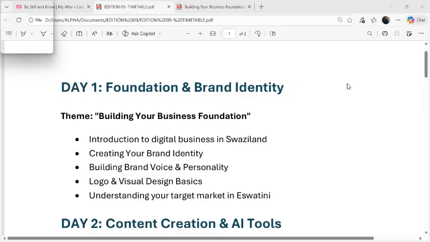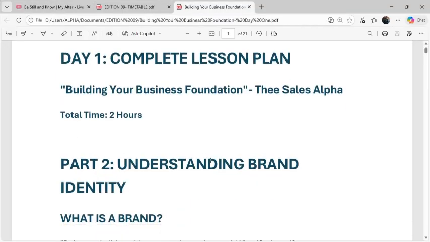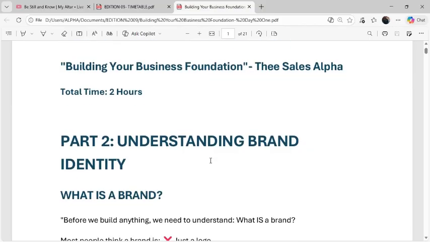going to look into logo and visual design basics, and then understand our target market in Swaziland specifically, but then we're going to move it to the global part. So let's move into it. Now it's supposed to be a 2 hours lecture, but I'm going to try to make it as short as I can because I don't want to take so much of your time and confusing you on the run.